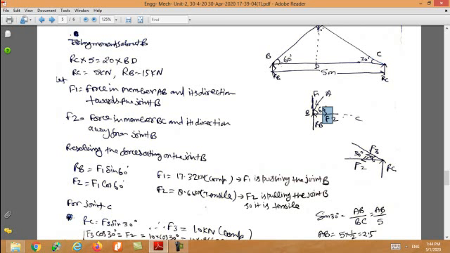It means if any direction is pull condition, away from the joint, then it means tensile. And if any direction is push on this joint, then the nature is compressive. So again it is written here, F1 is pushing the joint B, so it is compression. F2 is pulling the joint B, so it is tensile. Is it?